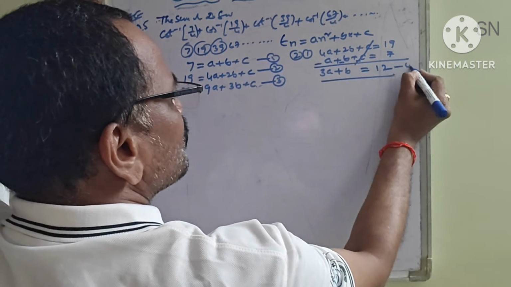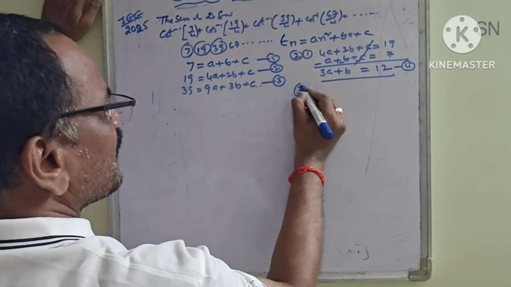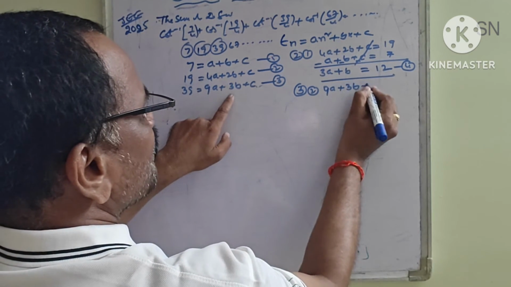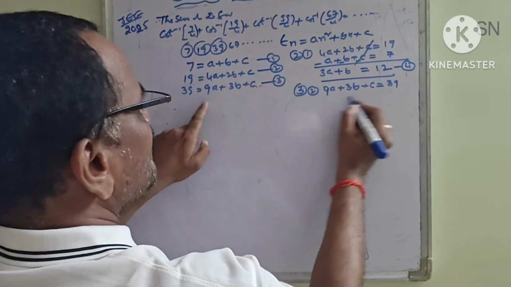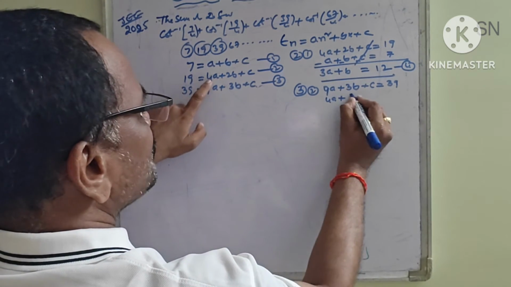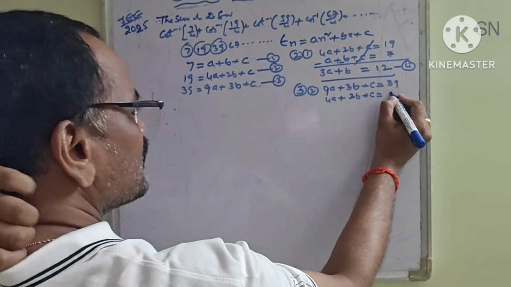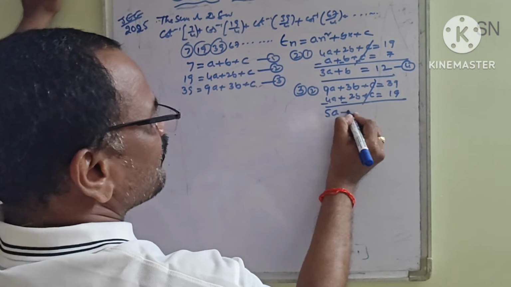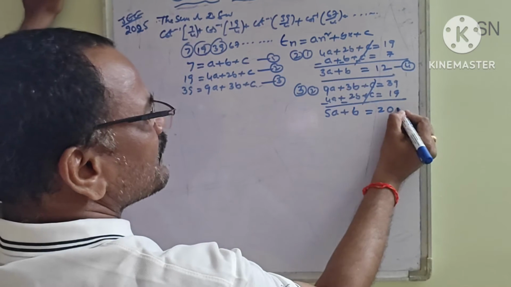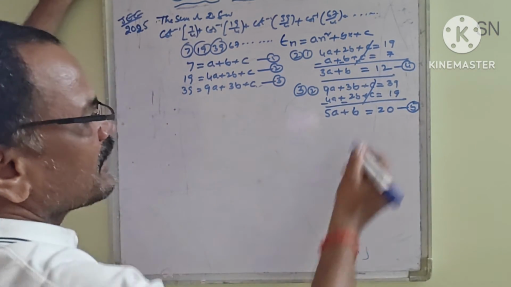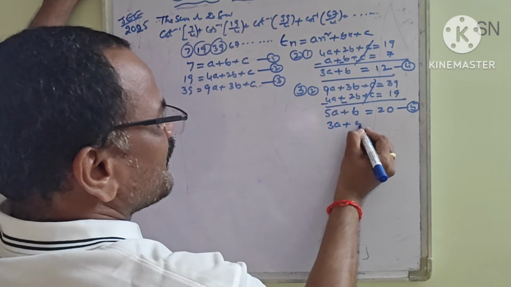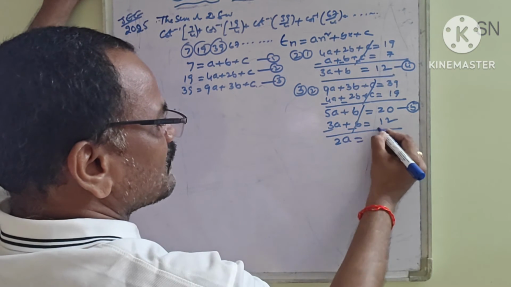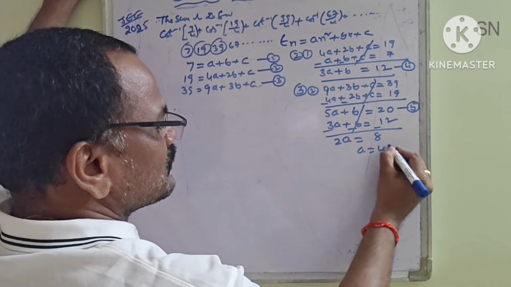So now equation 4. And 3 minus 2: 9a plus 3b plus c is equal to 39, 4a plus 2b plus c is equal to 19. Now here c gets cancelled. Now 5a plus b is equal to 20, equation 5. Now equation 4: 3a plus b is equal to 12. Now subtract, b gets cut. Now 2a is equal to 8, a is equal to 4.